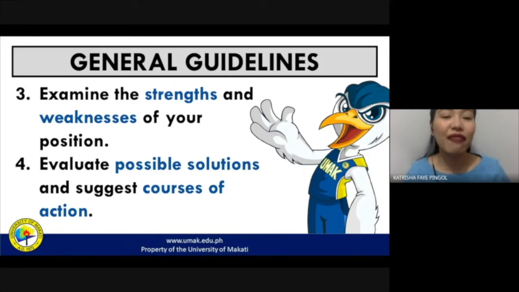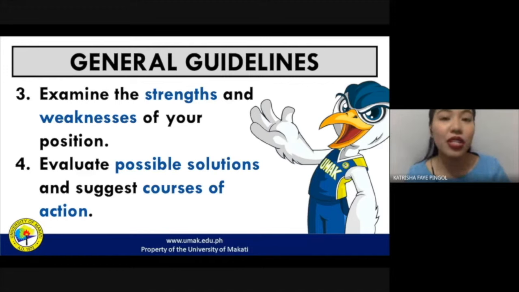The fourth one is to evaluate possible solutions and, of course, suggest courses of action. Now, more often than not, when we say position paper, it's more on just stating your own viewpoint, just stating your own opinions about a particular topic. But it is also important to note that when it is already considered an academic text, we don't just end the discussion with you agreeing or disagreeing to the topic. You need to make sure that as an academic writer, you also suggest possible solutions.